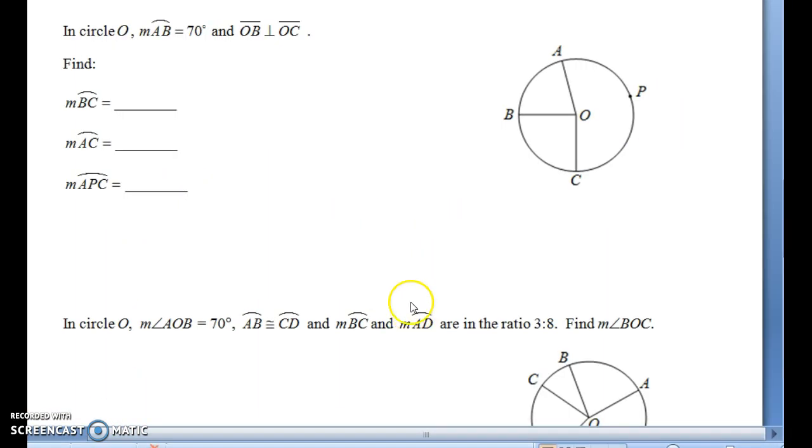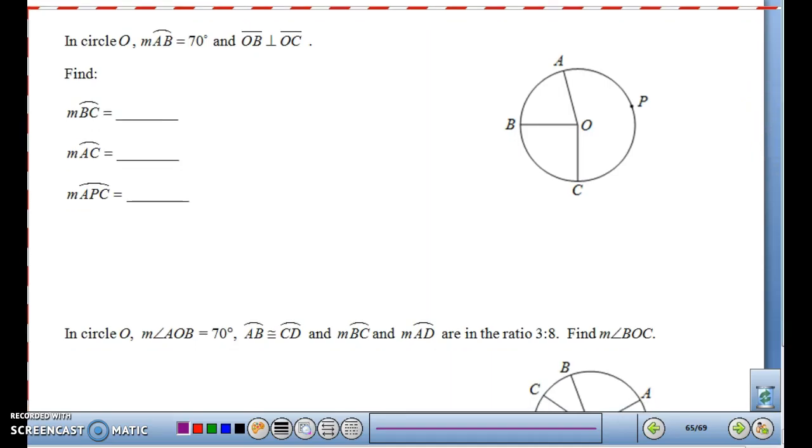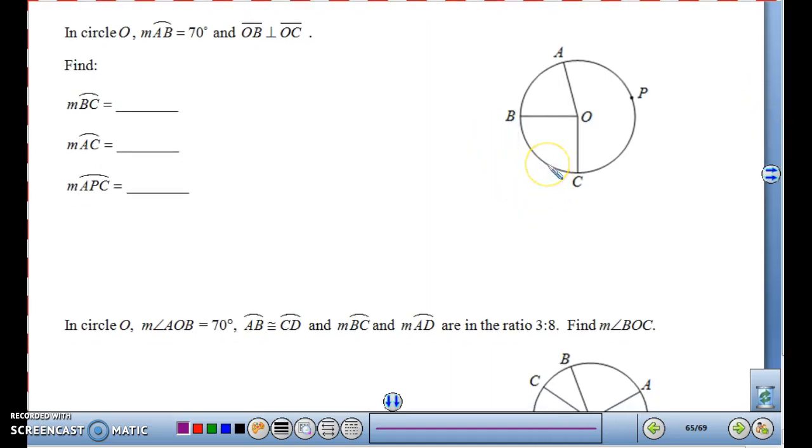All right, now that we have the vocabulary down for circles, arcs, and central angles, let's see if we can do some work with them. We have circle O, where the measure of arc AB is 70. So the measure of this arc right here is 70. And OB is perpendicular to OC, OB being the radius. OB and OC are perpendicular, which means that they create right angles. Okay? Now, we want to find the measure of arc BC. Okay, so what do we know about arc BC?